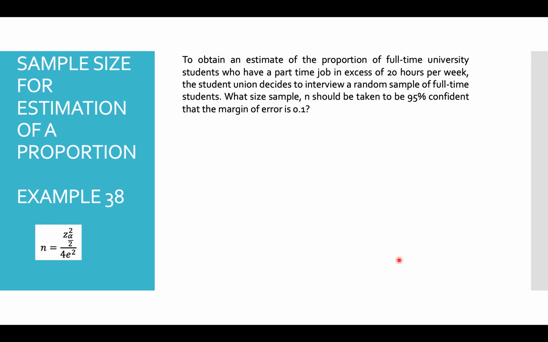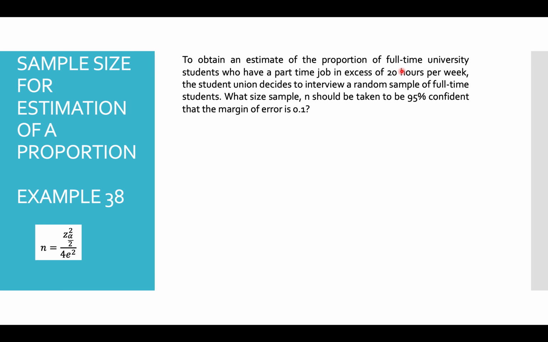To obtain an estimate of the proportion of full-time university students who have a part-time job in excess of 20 hours per week, the student union decides to interview a random sample of full-time students. What sample size n should be taken to be 95% confident that the margin of error is 0.1?